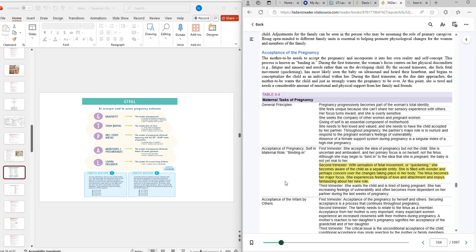She becomes aware that the child is a separate entity. She's filled with wonder and perhaps concern over the changes that are taking place, and the fetus becomes her major focus. She experiences feelings of love and attachment and enjoys fantasizing about her new role. So, be familiar with that. Wink and lollipop.